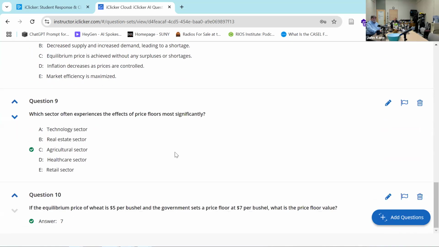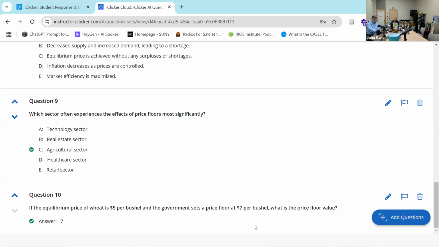Which sector often experiences this? The agricultural sector would be one of the most common, with agricultural price supports. We certainly don't see much in healthcare. We don't need to worry so much about prices being kept artificially high by price floors, because the medical industry is very good at keeping prices high. They don't need to rely on government restrictions or something similar.